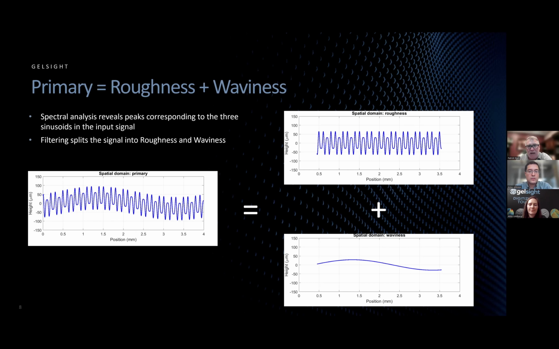So if you were to add the roughness and the waviness, you'd get back the primary profile. So the actual output of the Gaussian filter is the waviness profile. And then we get the roughness by subtracting that from the primary profile.